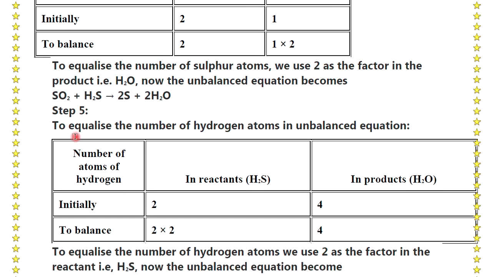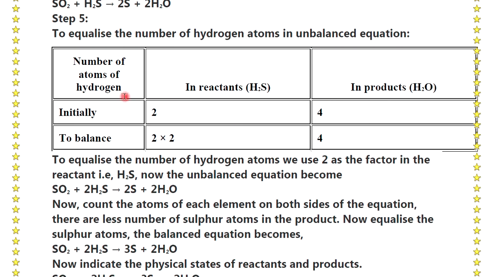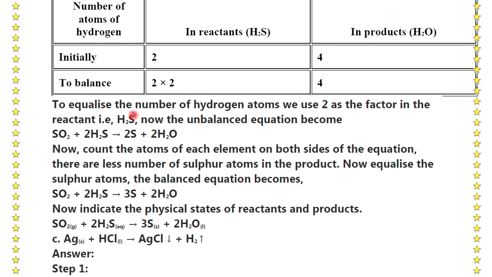Step 5, to equalize the number of hydrogen atoms in the unbalanced equation. Number of atoms of hydrogen initially in the reactants is 2. To balance, it is 2 into 2. In the product it is 4, and to balance them it is 4. To equalize the number of hydrogen atoms, we use 2 as the factor in the reactant, that is H2S. Now the equation becomes SO2 plus 2H2S gives rise to 2S plus 2H2O.